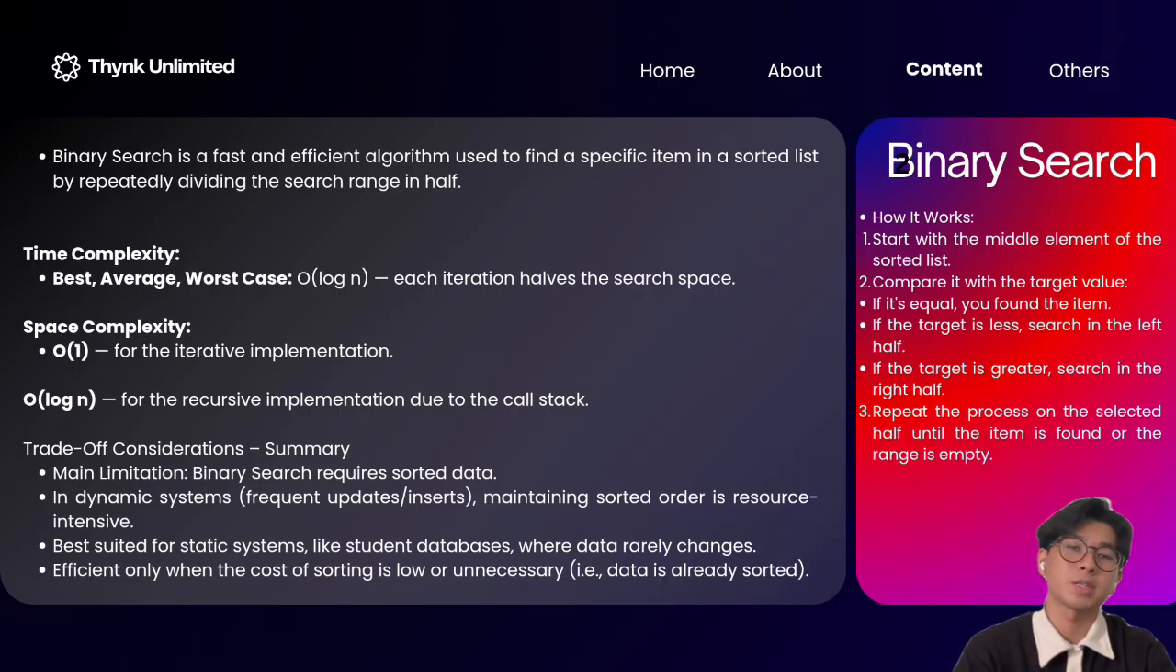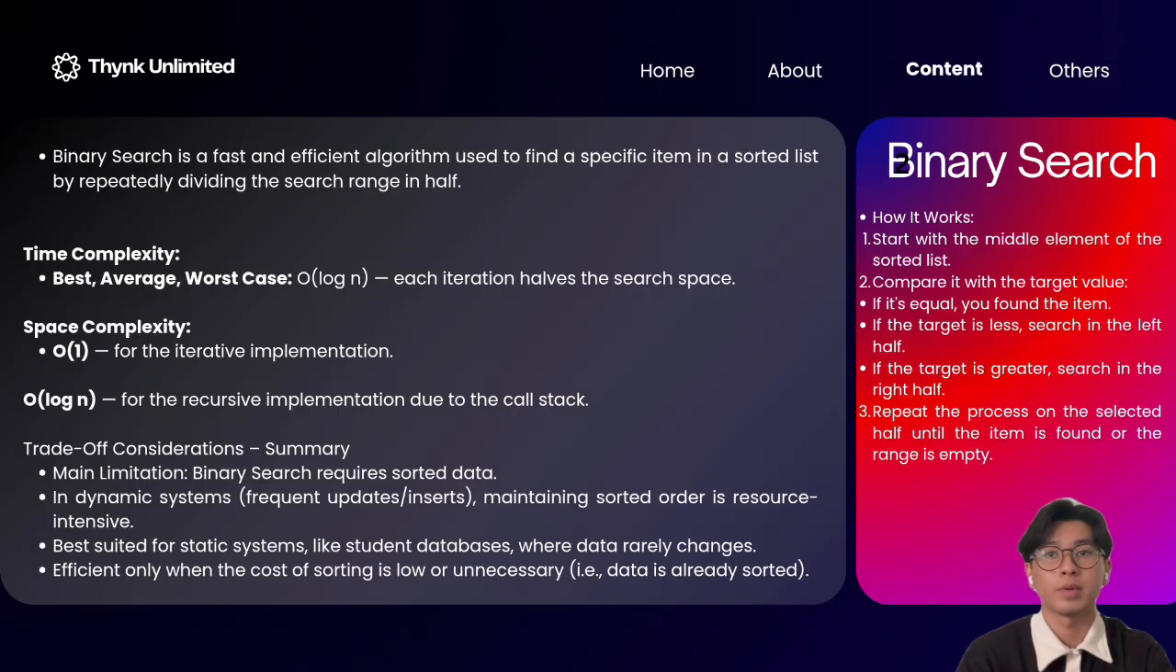Applications in our case study. In an educational system, binary search is suitable for static databases where student records are sorted by ID or registration number. For example, if the system needs to retrieve student ID 2025101123 and the database is sorted, binary search offers a quick solution.